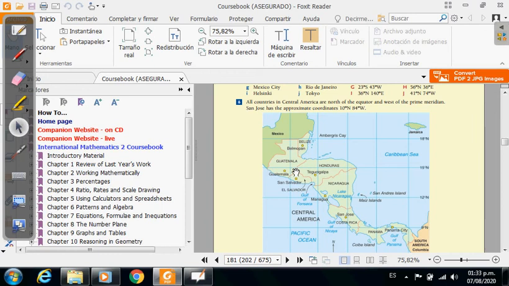For the longitude, we have 0 degrees for the prime meridian, or the Greenwich meridian, and 180 degrees for the other side, the opposite side of the prime meridian, which is between Russia and Alaska.